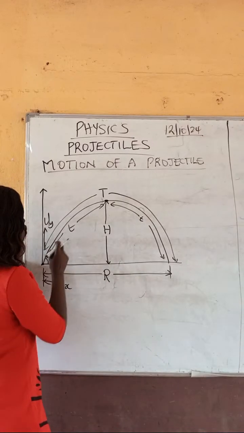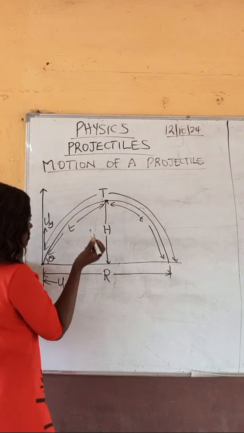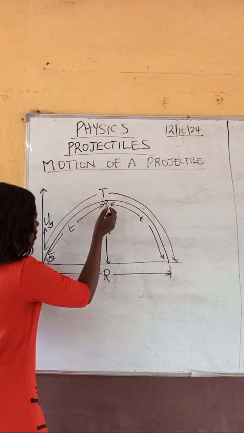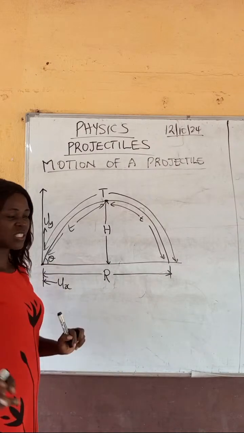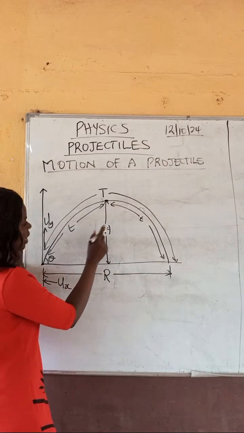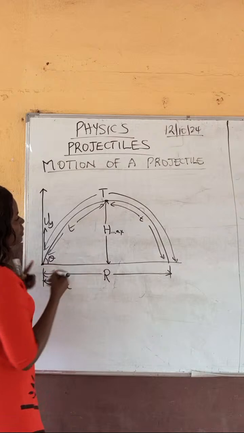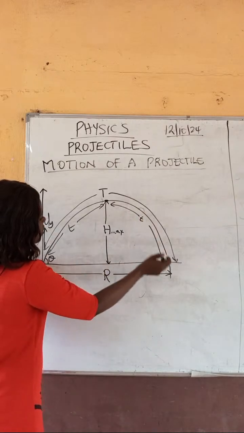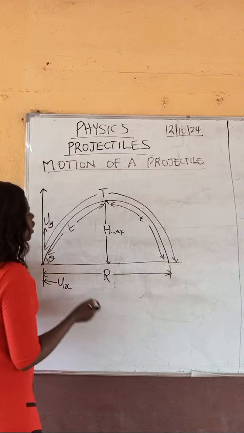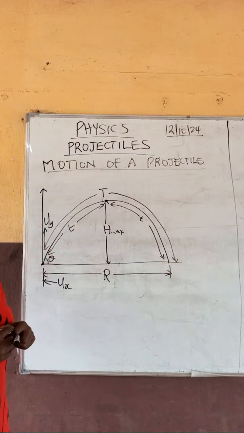So the object will move from here to here, right? Now, from this highest point to the horizontal, from which the object was projected, is said to be the maximum height. So this is H max. Now, the object has to return back to its original level from which it was projected.